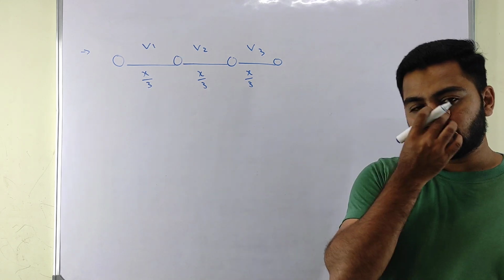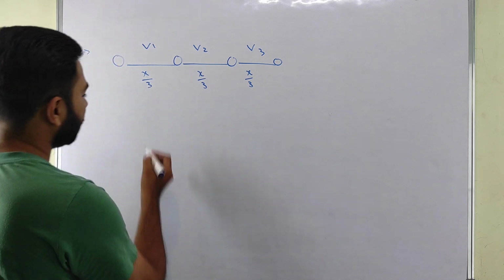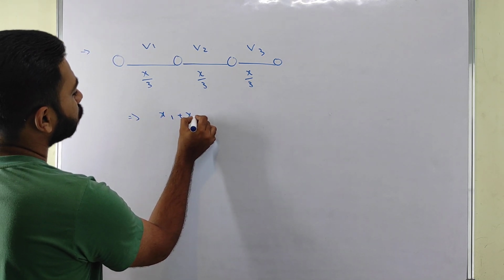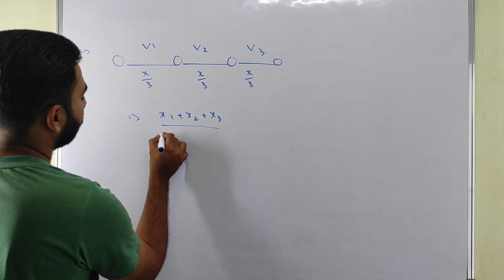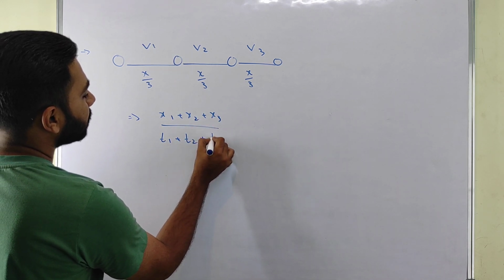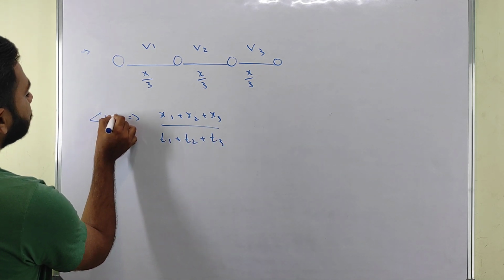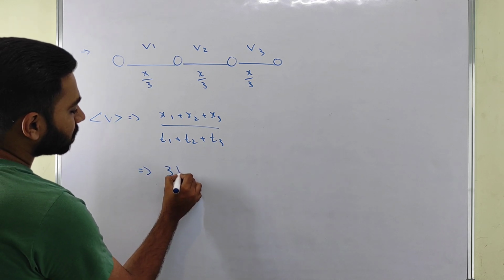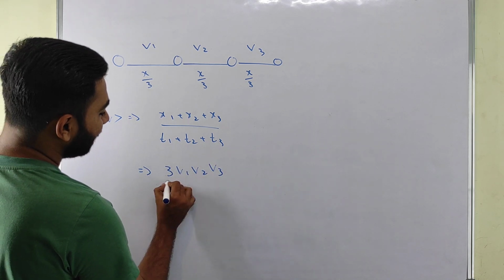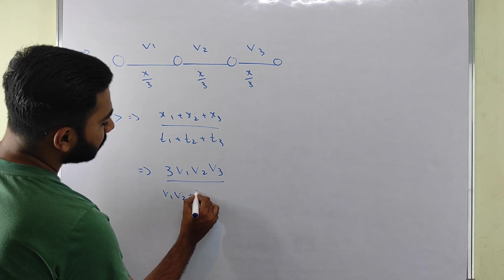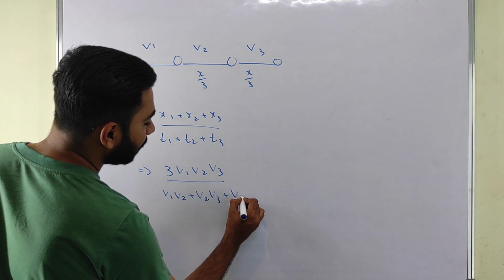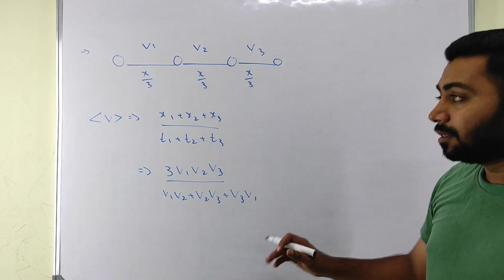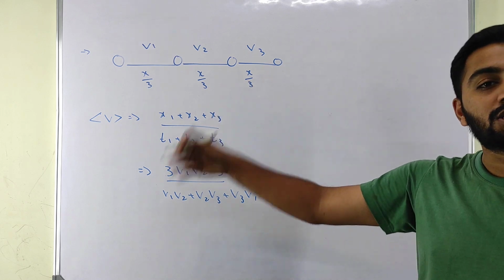Again, all the derivation is the same, but the point changes, so if you want we will write it down. x1 plus x2 plus x3 divided by t1 plus t2 plus t3 is our average speed. If I solve this, I will get the answer: 3 times v1 v2 v3 divided by v1 v2 plus v2 v3 plus v3 v1, the average speed. When a case like this is given, just put all this in and solve the same way.